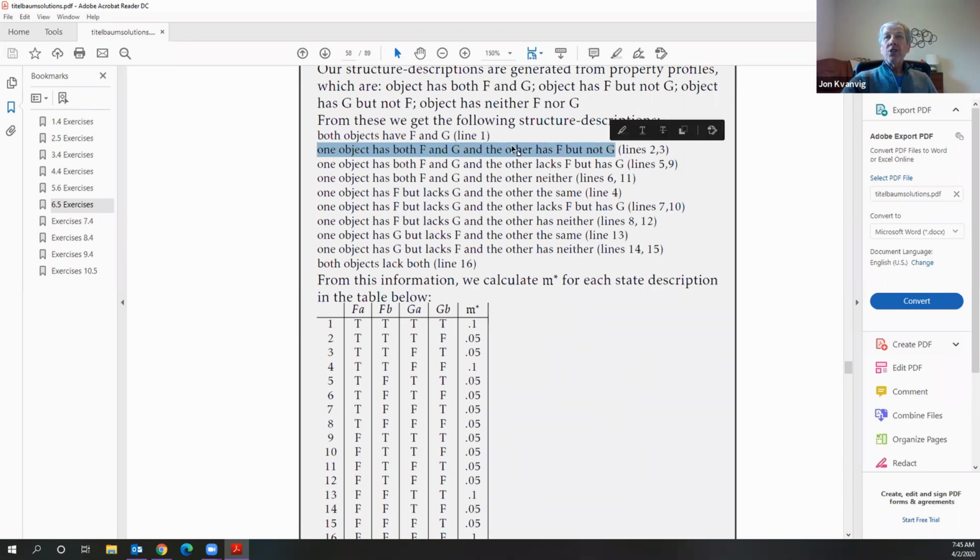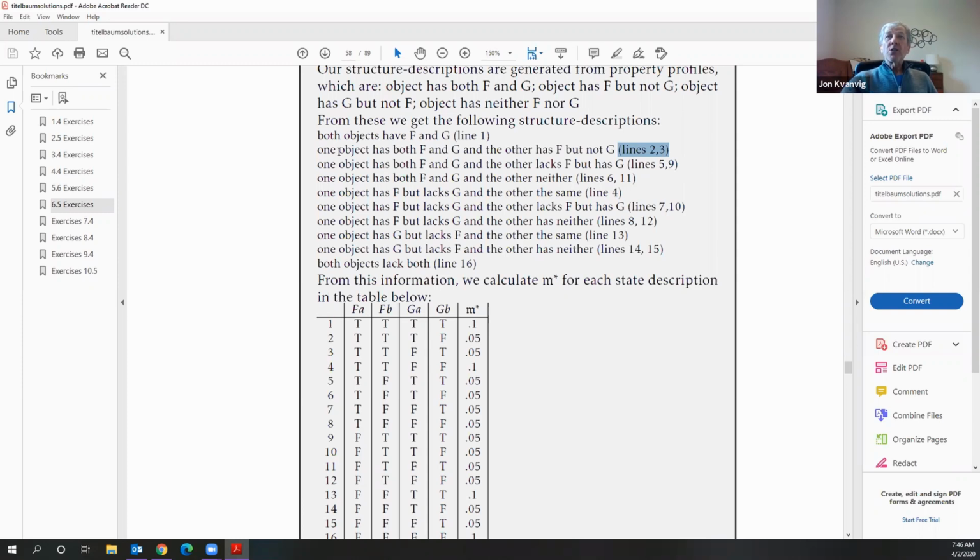Now that gives you 2 places to insert the name of an object. So you can put A as the one that has both F and G, or you can put B as the one that has both F and G. And then you'll put the name of the other object in the second position. That means there are two state descriptions that make that structure description true, lines 2 and 3. And we do the same thing for all of the other structure descriptions.